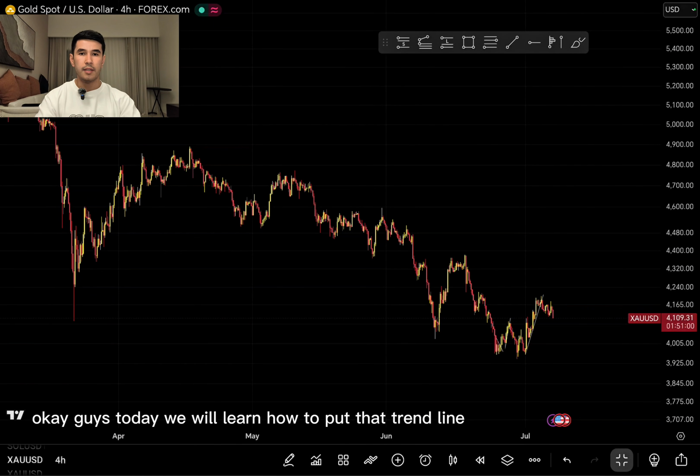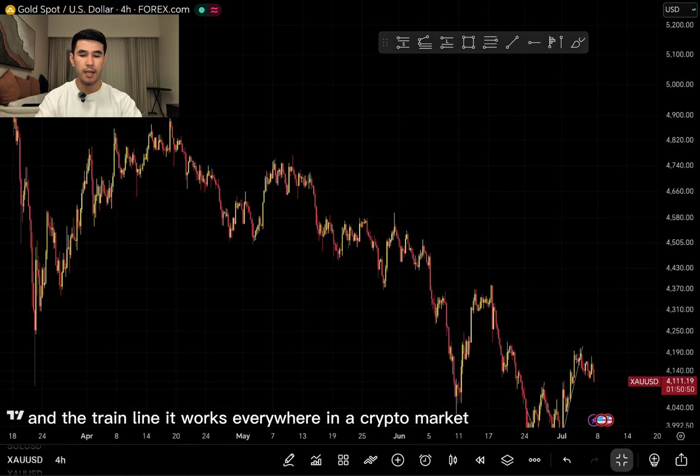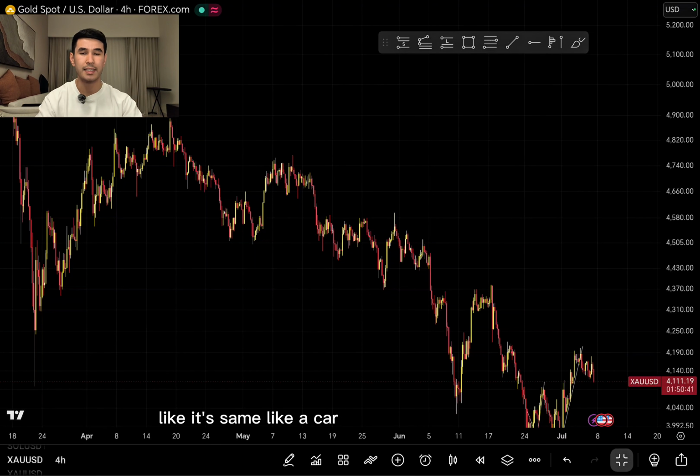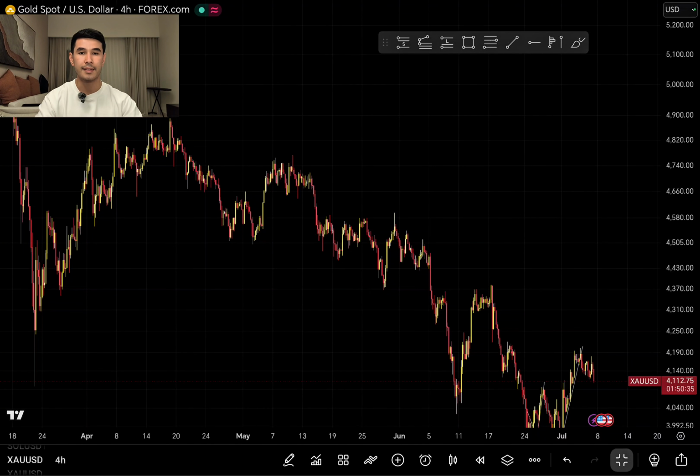Okay guys, today we will learn how to put the trend line, the first and the most common lesson in the trading industry. And the trend line works everywhere, in the crypto market, the stock market, the forex market, everything. It's the same as a car. Once you learn how to drive a car, you can drive any other car. The trend line also is the same.